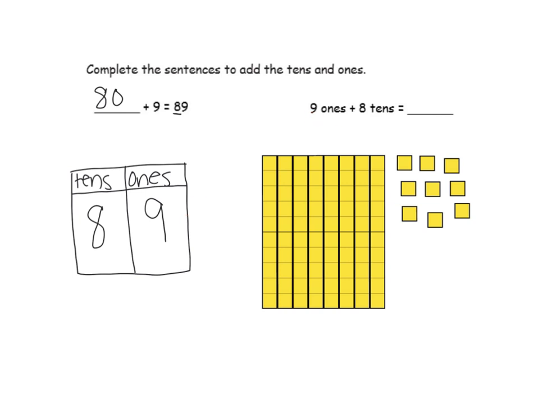So what we can do is we can take our 9 ones, which we see right here, and that goes in the ones place. And our 8 tens, which we see in our 8 longs, goes in our tens place. That means if we follow our place value chart, we can write this as 89. So 9 ones plus 8 tens does equal 89.